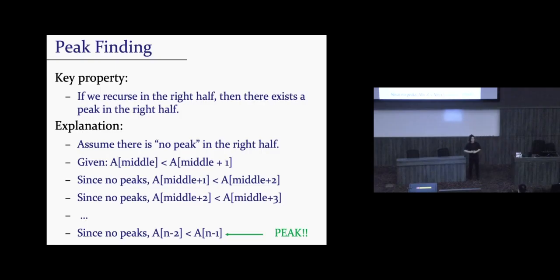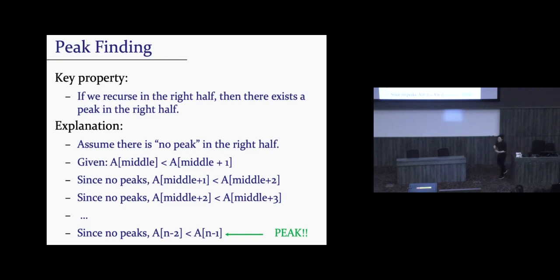But here's the sketch. By the way, I should also mention that if you ask me, but Eldon, what about the proof for the left half? It works the same way, just swap right for left, and plus for minus. But here's the idea. Let's say we want to argue that if we recurse in the right half, there exists a peak in the right half. How should we do this?